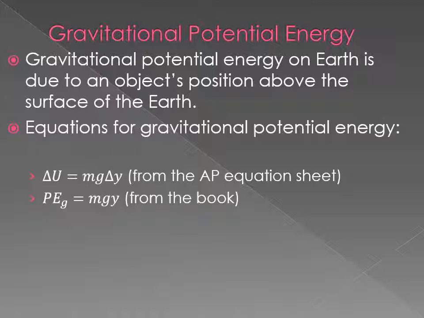Get my laser pointer on here. There we go. This one right here, the U equals mg delta y. So it's saying a change in potential energy is due to a change in height. So y is the height on there, and m and g are mass and acceleration of gravity like they've been.